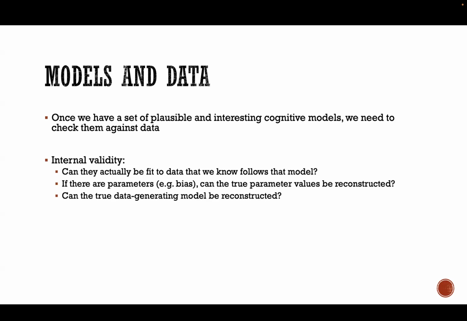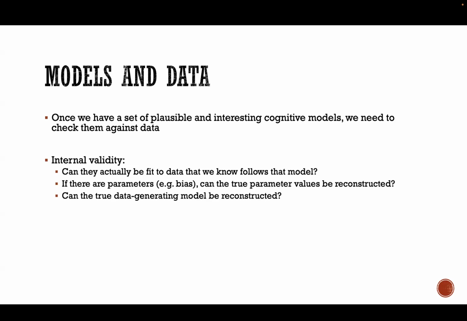If there are parameters, let's say bias, let's say the probabilistic parameter in the Win-Stay-Lose-Shift, let's say learning rate and tau, inverse temperature. Once we generate the data according to systematically all the combinations of these parameters, is our model able to infer them back with the right value? Is it going to give us the right value?